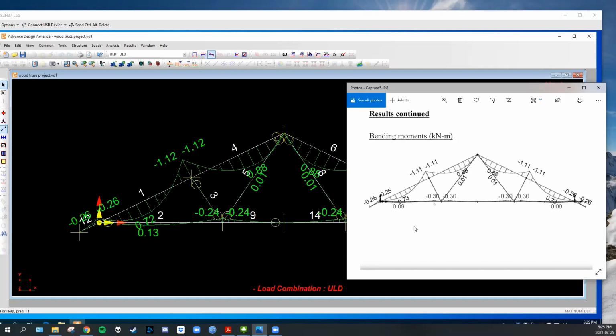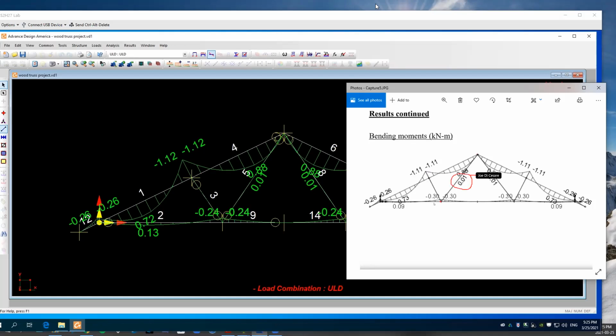Now, what I love about this program is that I'm pinned here, and I'm pinned here. I've got no load on the member, but yet I get a bending moment. It's a small one, but I get a small bending moment. That's how good the program is. It calculates the bending moment under the self weight of the member. Isn't that amazing?